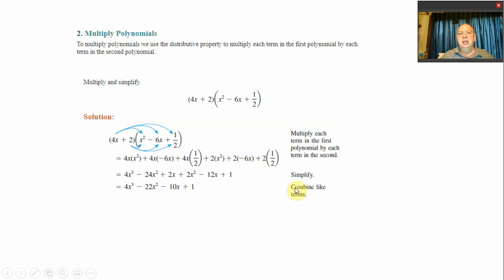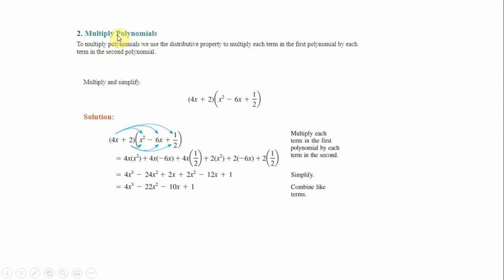Okay, so let's go through a couple examples. I'm going to get rid of myself here, and we'll continue on. So I'm going to multiply polynomials. To multiply polynomials, we use the distributive property to multiply each term in the first polynomial by each term in the second polynomial. So here it says multiply and simplify. So I want to multiply these out.